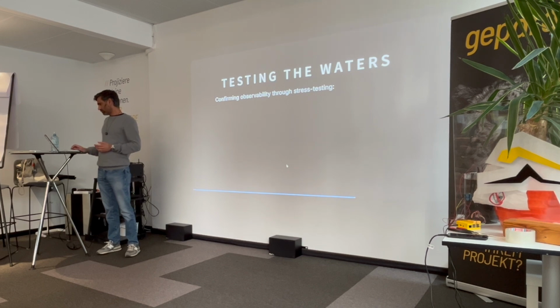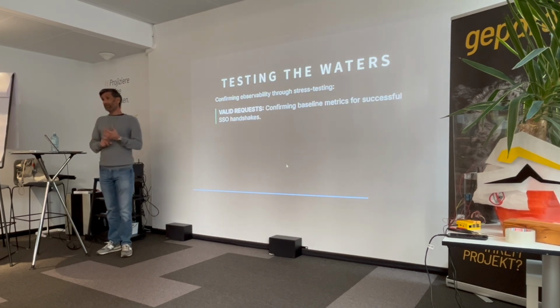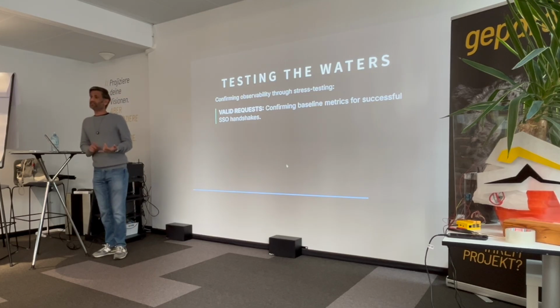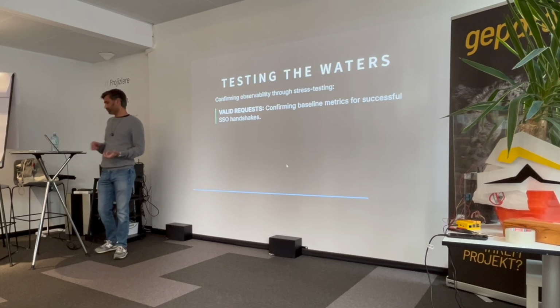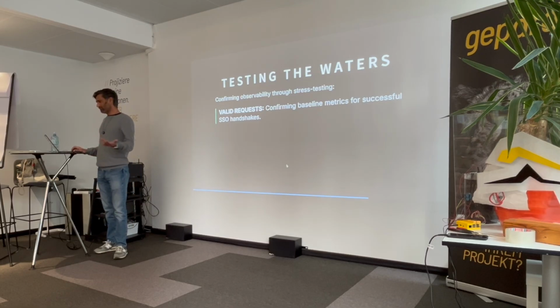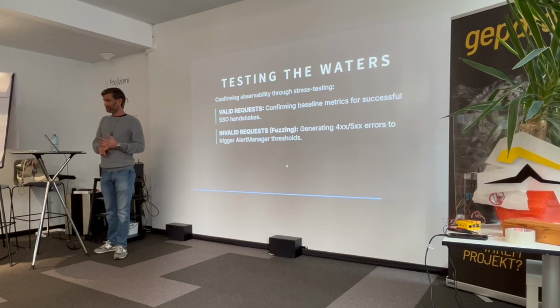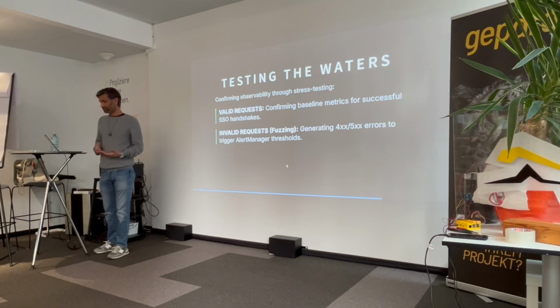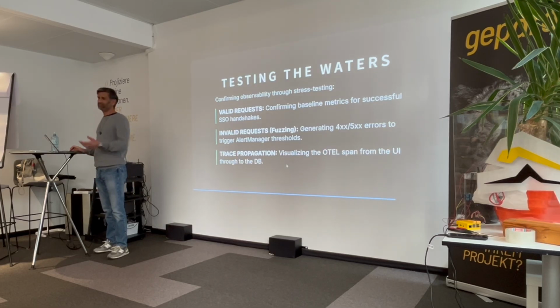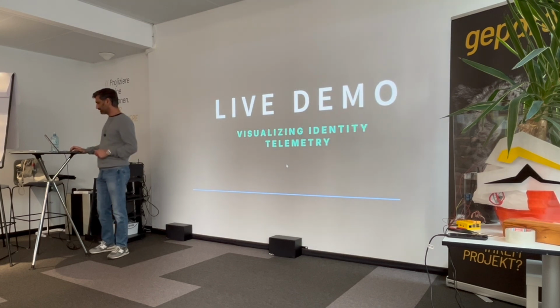So now, testing the waters. Once everything is set up, we will fuzz our Keycloak. We'll send valid requests and invalid requests, and we must see everything in our Grafana dashboard. We'll configure the baseline metrics for successful SSO handshakes. Then we will send some invalid requests just to ensure that our setup is actually working as expected or not. And tracing, I would say, doesn't make sense.